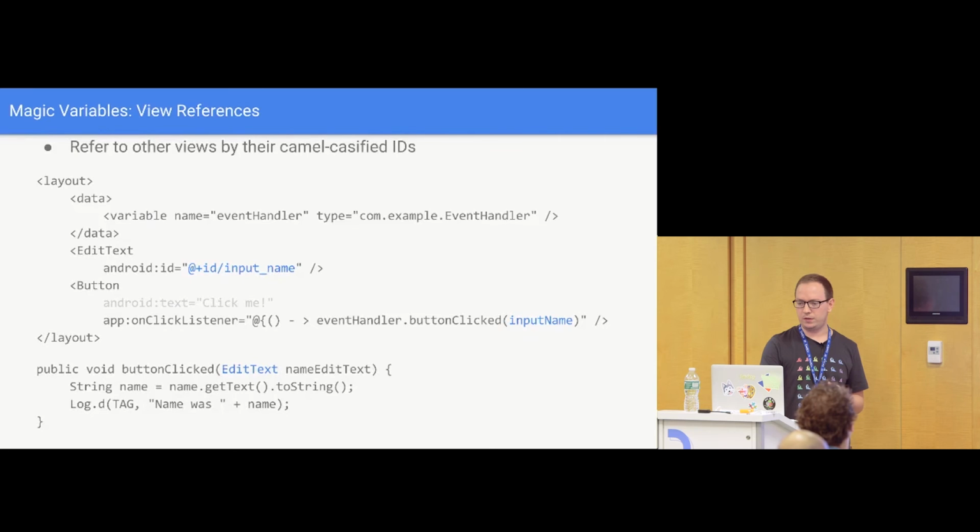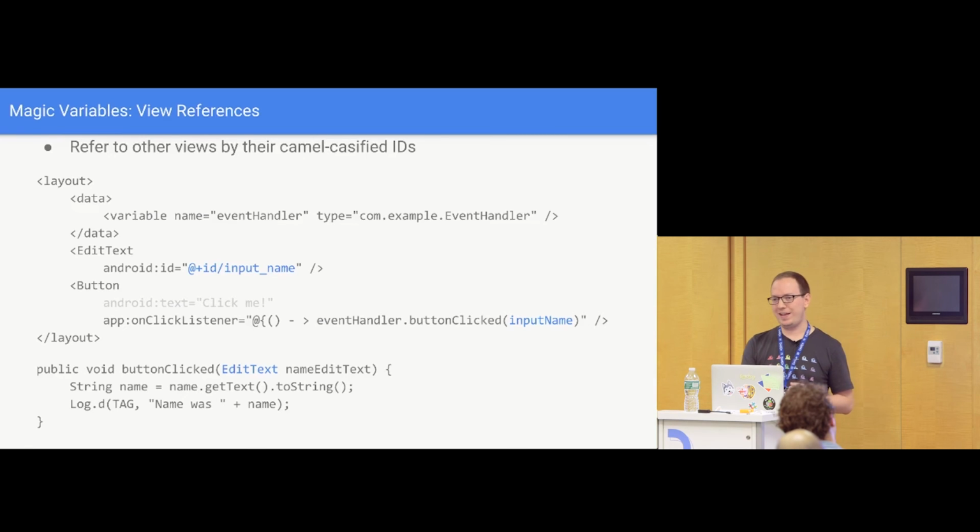Okay. So another set of magic variables, and now this is actually very, very cool. You can actually refer to other views by their camel-cased IDs. So in this example, I have an edit text called input name, and then a button which calls an event handler that passes that edit text into it as a method parameter. So in that event handler, I could make an API call with the reference to the string that the user had entered in the edit text. And then in your method, you just pass it as the parameter there.